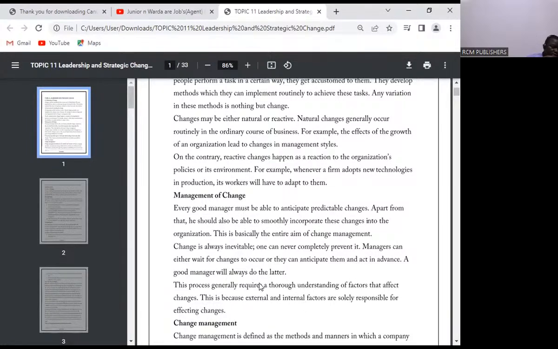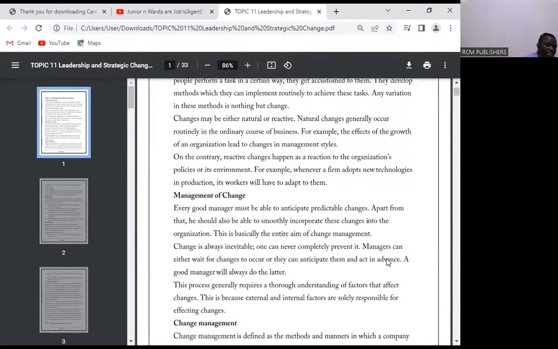Managers can either wait for changes to occur, or they can anticipate them and act in advance. That is now the approach which can be undertaken by the managers. We can pick out the approaches which can be taken by managers in the process of change management. One, a manager can be reactive towards change management, or a manager can be proactive. Being reactive or being proactive.